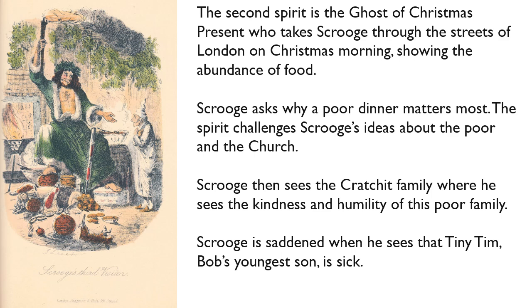And Dickens does this to show us that there's plenty of food. So people like Thomas Malthus and Scrooge in Stave 1, when he says, if poor people can't feed themselves, they should die. Dickens is trying to show us that there's plenty of food to go round. We just need to share it out much more evenly.